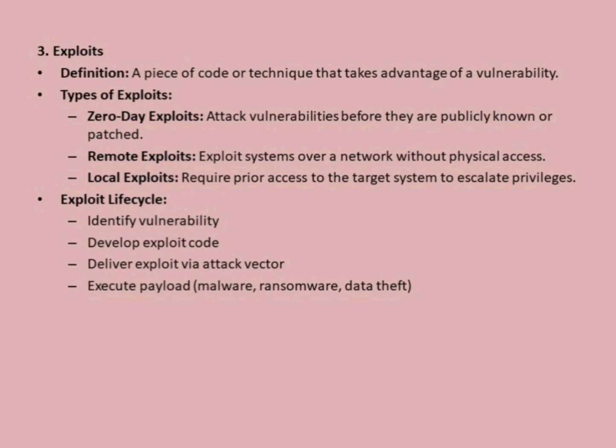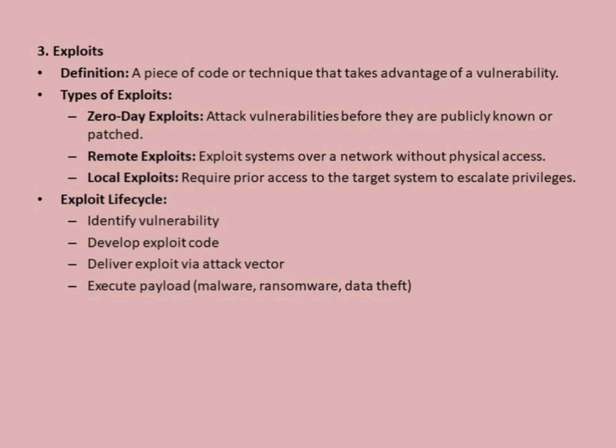Remote exploits are used to attack systems over a network without needing physical access. For instance, an attacker might exploit a weakness in a server's software to take control of it from another country. On the other hand, local exploits require that the attacker already has some form of access to the system, such as logging into a user account and then using the exploit to gain higher privileges like administrator rights.